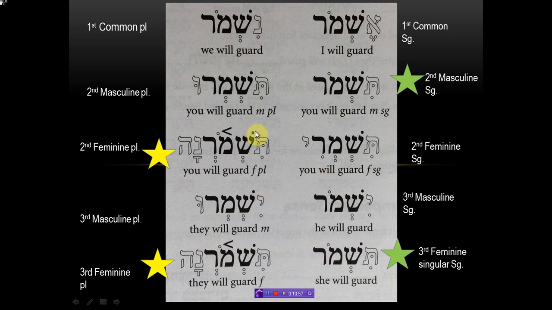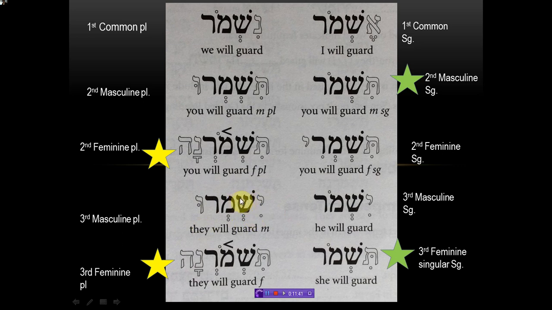Tishmorana, this is the second person feminine plural, and what you notice is that here we have yet another form that has the second feminine plural and the third feminine plural look exactly the same, so it's another identical form. In this case, you will guard, feminine plural, so you women, you feminine subjects will guard, and in this case they, referring to a group of feminine subjects, they will guard. So again, context will be key there in determining what the subject is, and in fact how you will translate it. Yishmeru, they will guard.